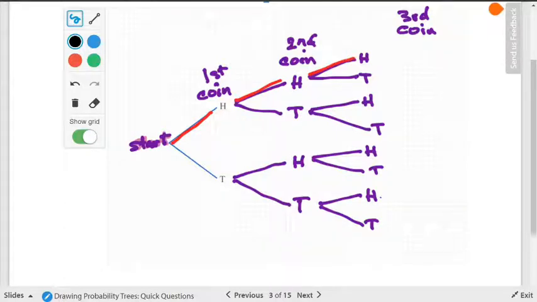So, Julia, if I follow those red lines, I'm going to go from what? Heads to heads. So that's heads, heads, heads. So that's one of my outcomes. Okay? Now, we're going to follow this red line, and I want somebody to tell me what those are.